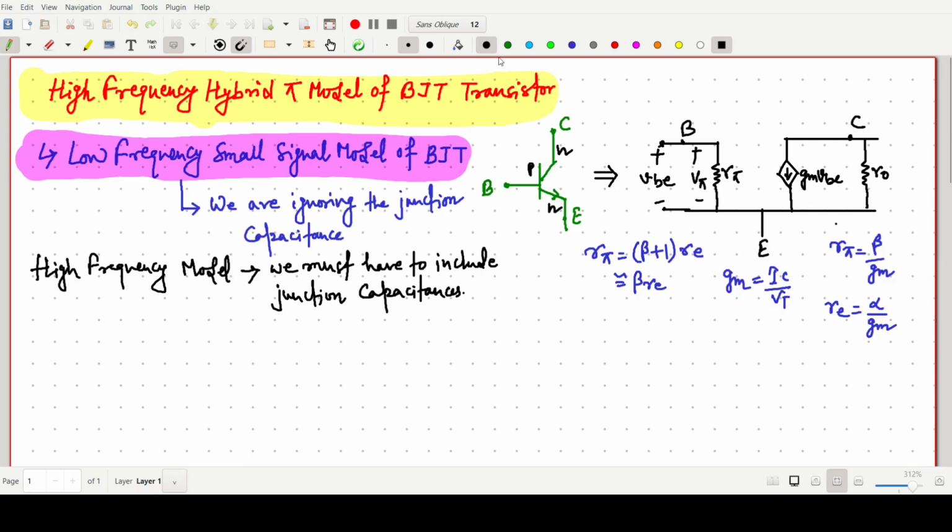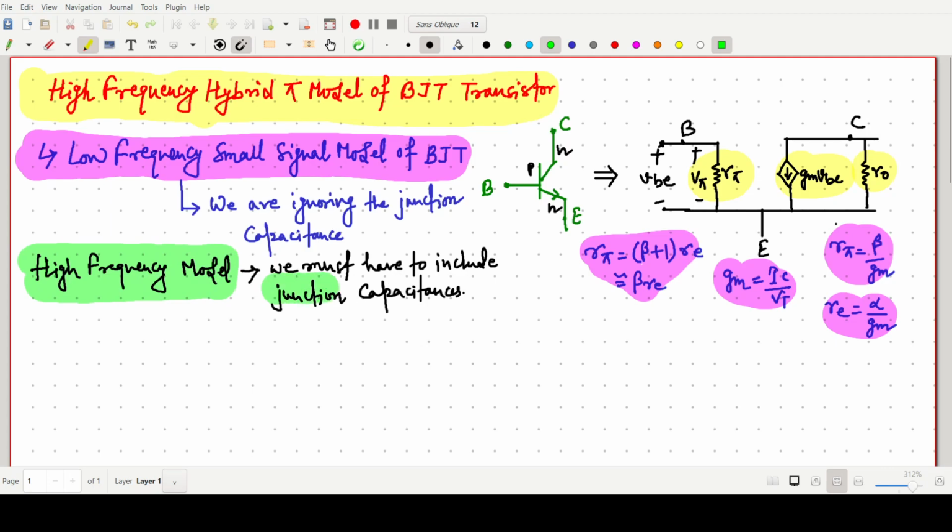Once again I want to repeat this. This one is for the small signal model, and these are some important formulas for r pi, re, gm, and r pi, but there is no capacitance term. Now for the high frequency model, we have to include the junction capacitance. That one is very important.